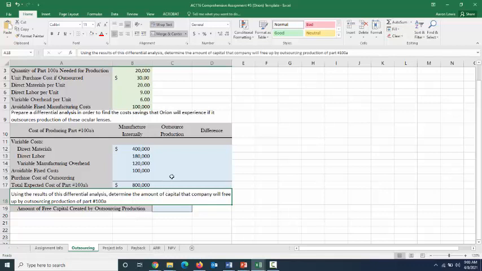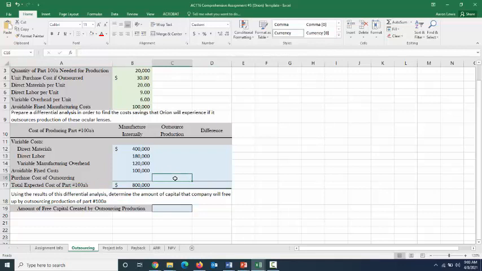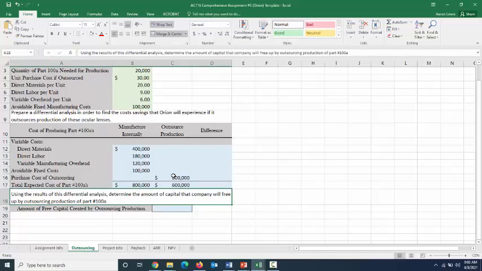What if we outsource production? Well, if we outsource production, we're not going to have to pay for direct materials, nor labor, nor variable overhead, and we're not going to have to pay those fixed costs anymore. So the only thing that matters here is our purchase cost. Well, this firm that has offered to produce these for us says we'll charge you $30 per ocular lens to make Part 100A for you. And we know we're going to need 20,000 of them, so if we buy 20,000 of them at $30 a piece, that's $600,000 we're going to have to pay to outsource, which is all of the relevant costs of outsourcing production.